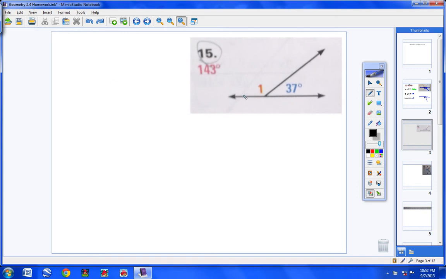So notice we have a linear pair. Here's, whoa, did not want that. Sorry about that. Pull that back, go over. Here's my straight line. Here's my ray coming off of it. We have a postulate or a theorem, I forget which, that says linear pairs are supplementary.